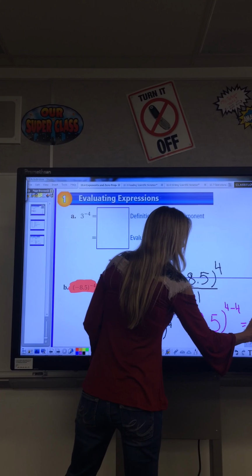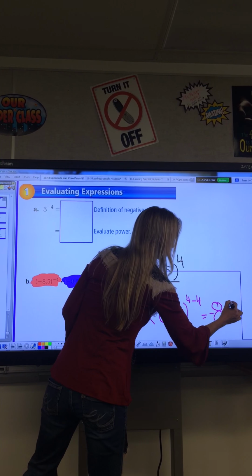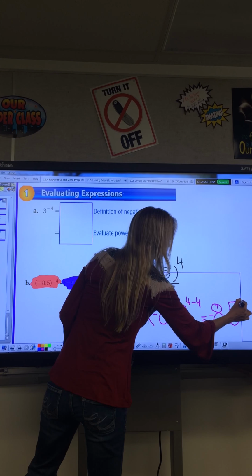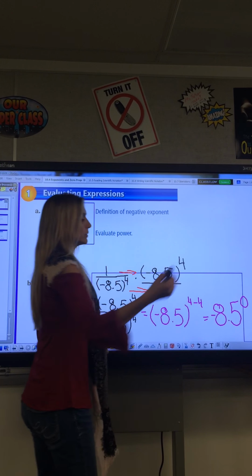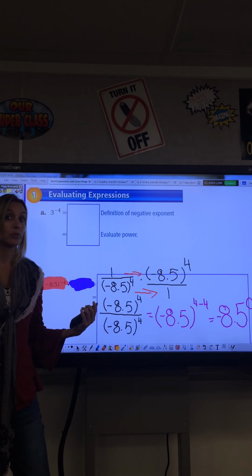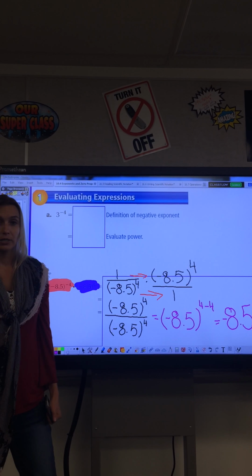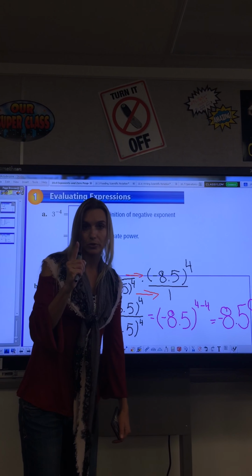My answer is negative 8.5 raised to the 0 power. Uh-oh. I don't think either one of us has seen a 0 power before, right? Well, if I have a 0 power, there's one rule you have to remember.